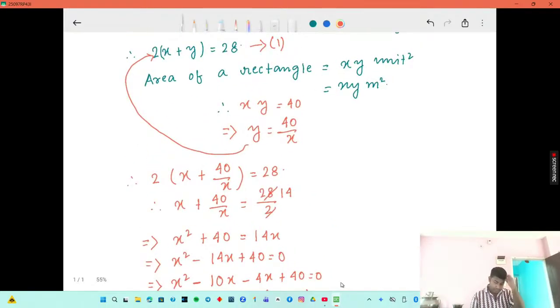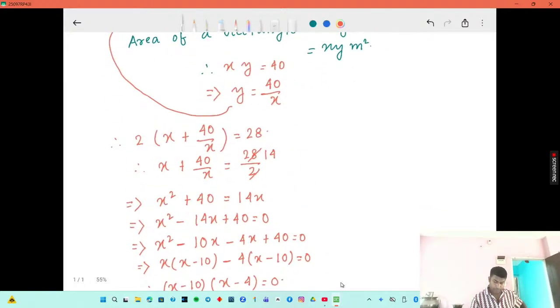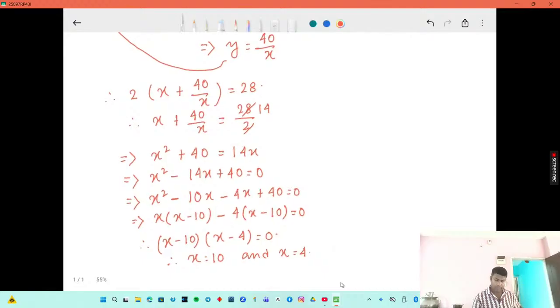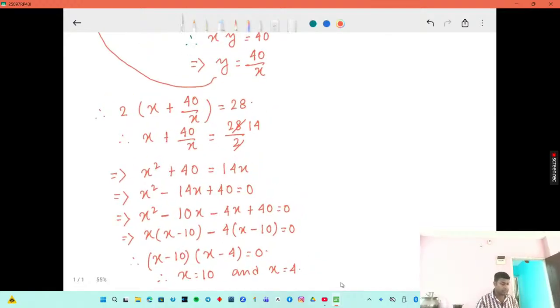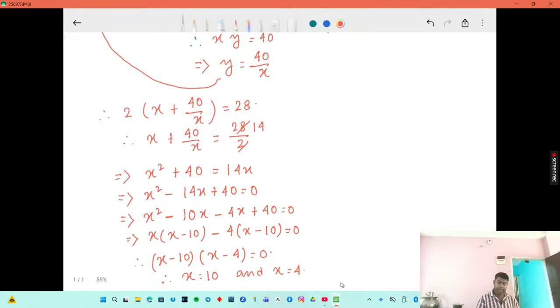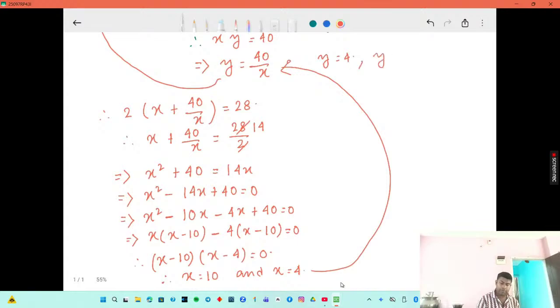So here, in order to find the value of y, we have to put the value of x. When we put the value of x as 10 in this equation, we will get the value of y as 4, and if we put the value of x as 4 in this equation, we will get the value of y as 10. Is it clear?